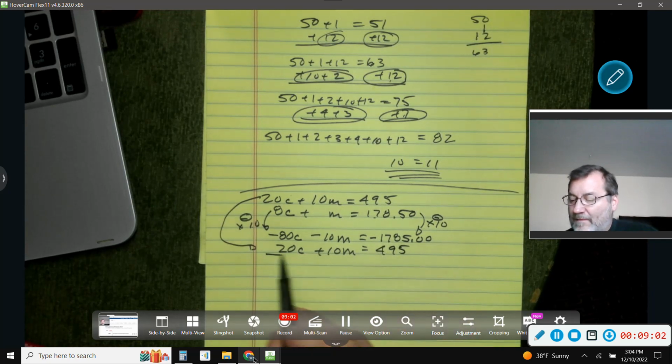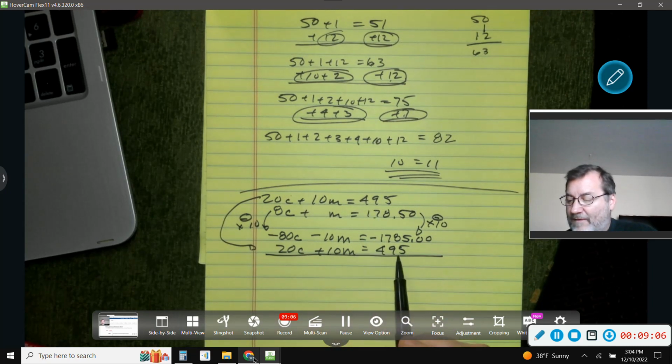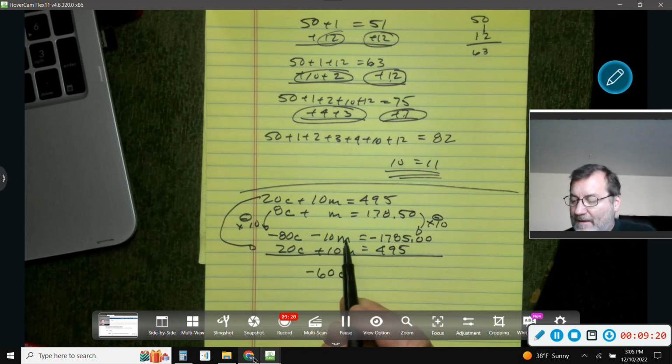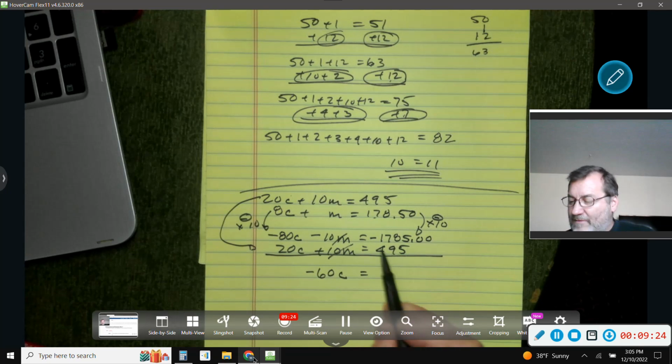So I still got 20C, 10M, 495. I just manipulate the bottom one so that I will cancel out the measuring tapes here. So if I look at this thing, what do I got? Well, I have a negative 80 and a positive 20. So that's a negative 60C. The M's will cancel. And then on this side I have to do a little bit of math.